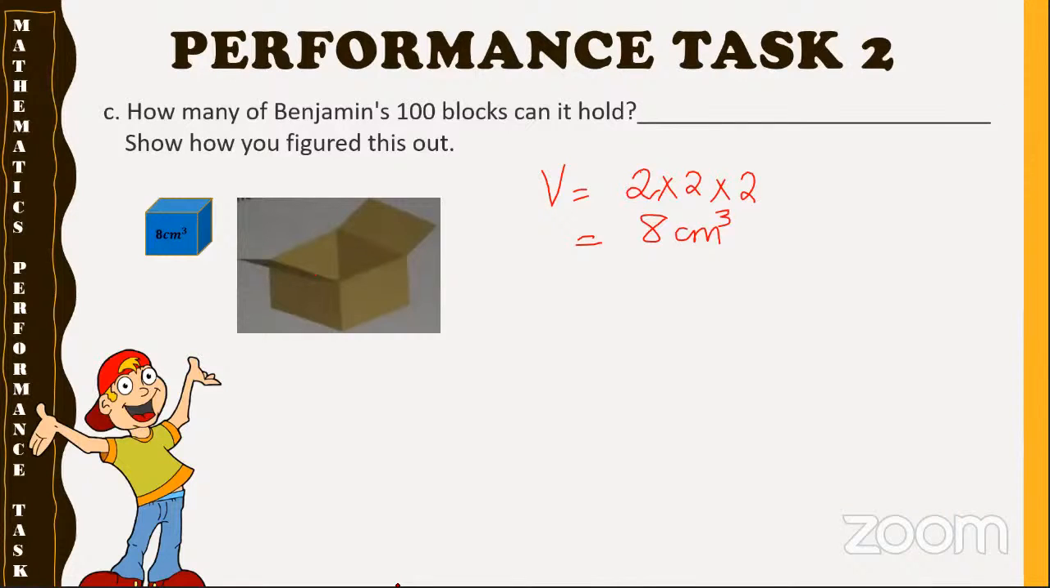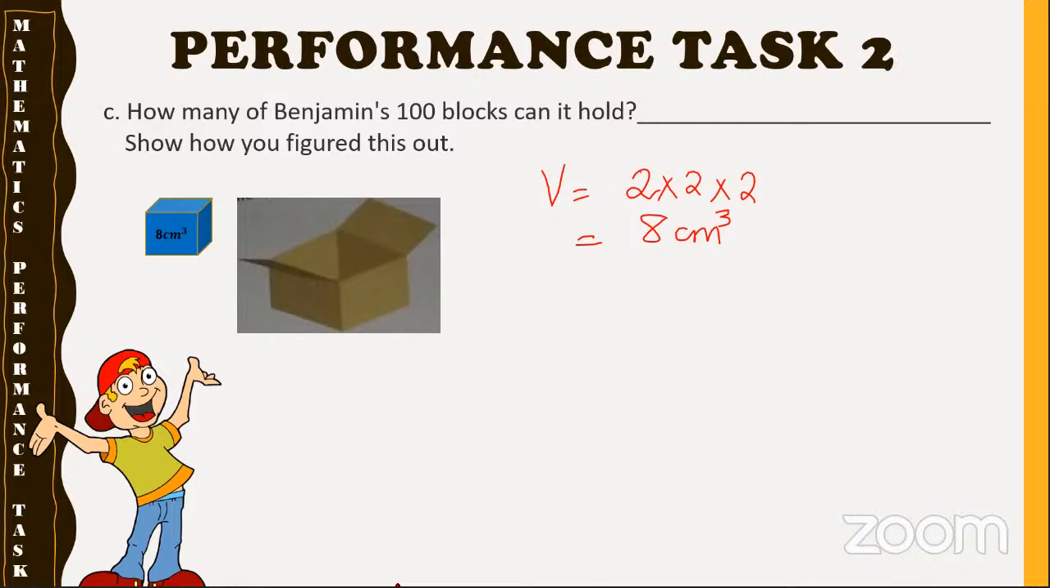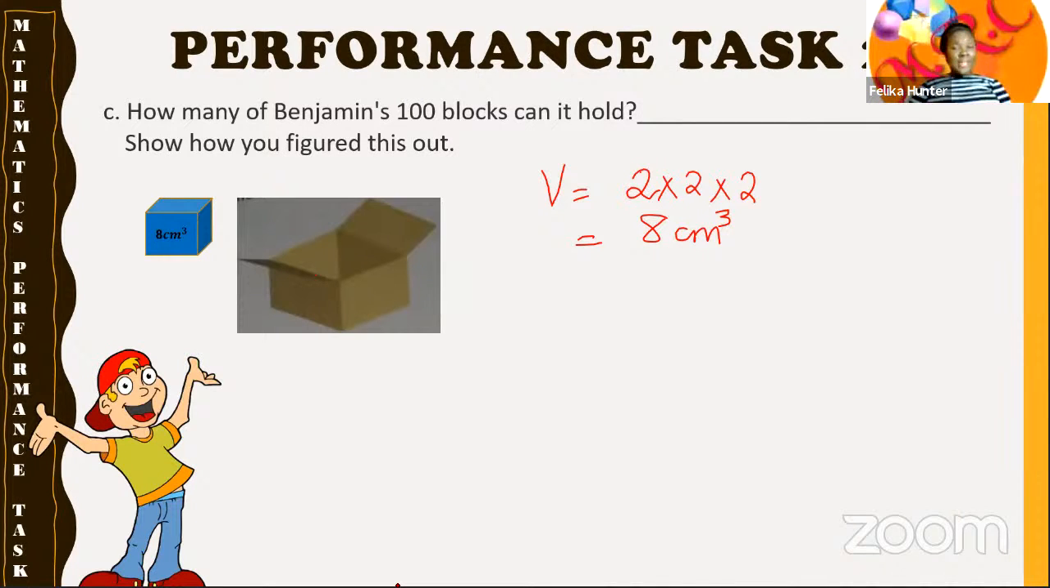The reason why I chose 8 is because the length is 2 centimeters, the width is 2 centimeters, and the height is 2 centimeters. And if you multiply 2 times 2 times 2, you get 8 centimeters. So that's why I said 8 of them can hold in the box. Okay, but that calculation that you did was for the volume of the little box.